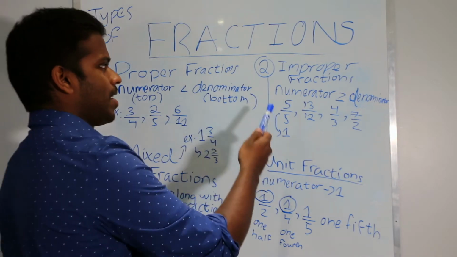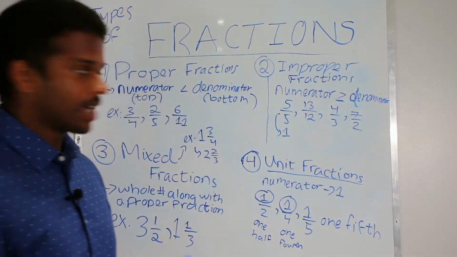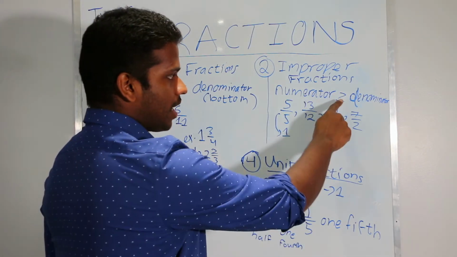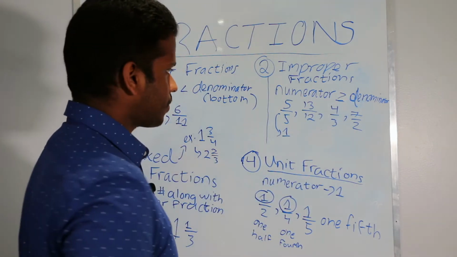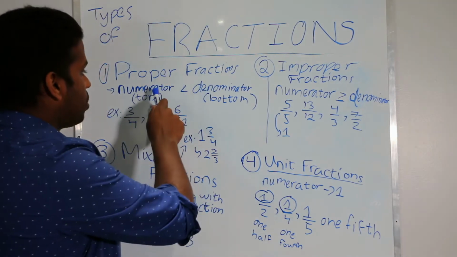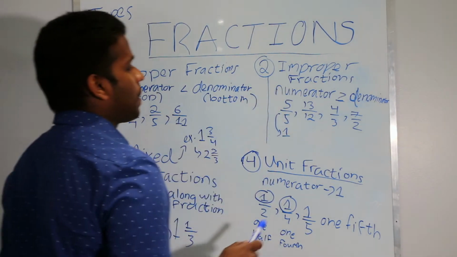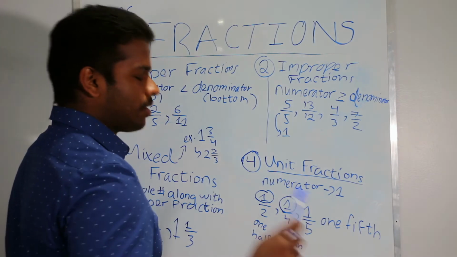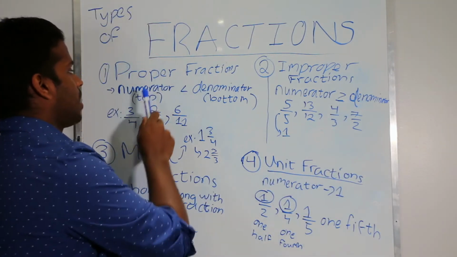We'll go to the next one, improper fractions. Improper fractions are just the opposite of proper fractions. This is where the numerator is greater than or equal to the denominator. Here we didn't put the equal. The numerator has to be less than the denominator, not equal to the denominator. But in improper fractions, the numerator has to be greater than or equal to the denominator, unlike what we have here.